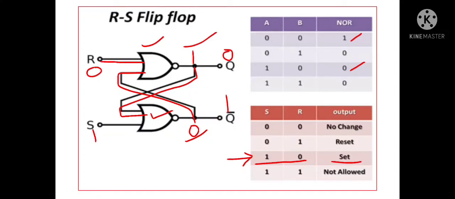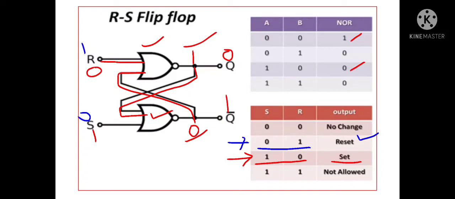Now let us come to the next condition. This is the condition where we need to reset this flip-flop. So we have to apply the input conditions as S as 0 and R as 1. So let us take this reset condition of S as 0, I use a different color, and R as 1.